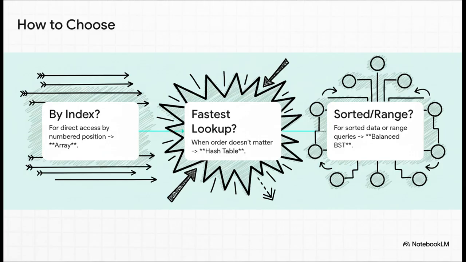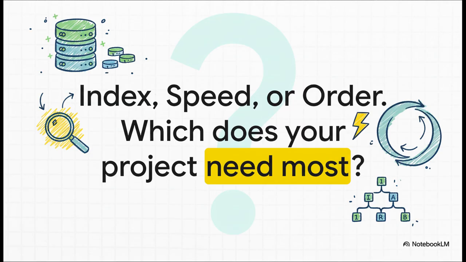Ultimately, it all comes down to this fundamental choice between 3 priorities: direct indexing, pure lookup speed, or powerful ordering. There's no single right answer for everything. There's only the right answer for your specific problem. So which one does your next project need most?